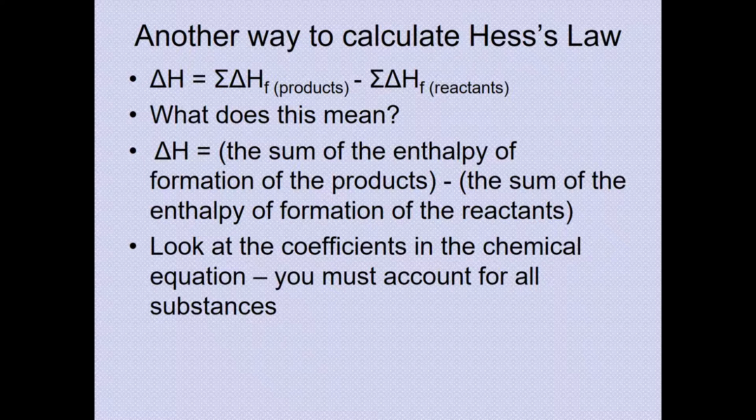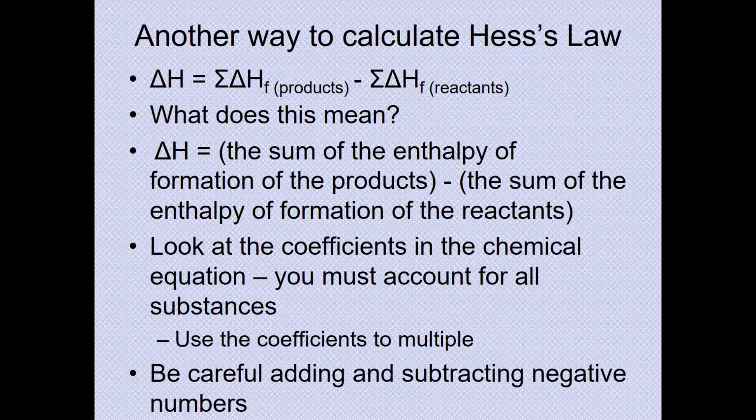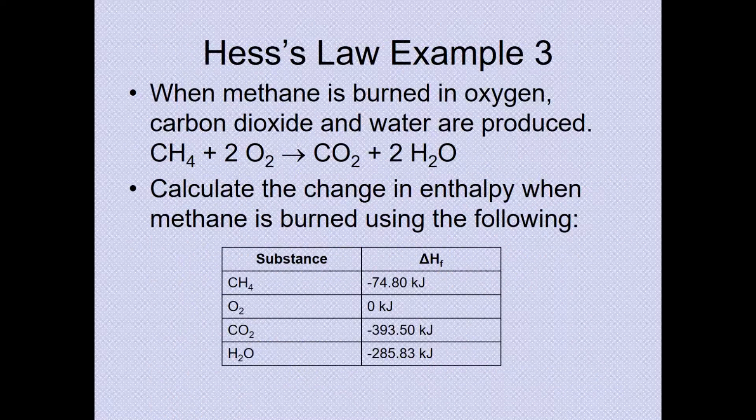And you look at the coefficients in your chemical equation, you must account for all the substances. And you're going to use the coefficients to multiply. Be careful adding and subtracting negative numbers to each other. This is where brackets can be very helpful in your calculator. So let's look at another example.